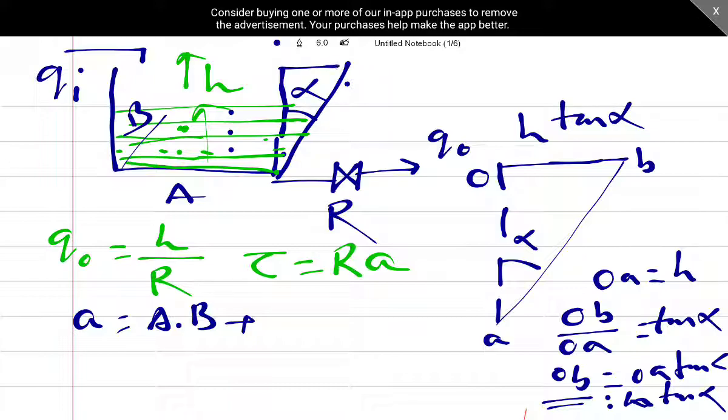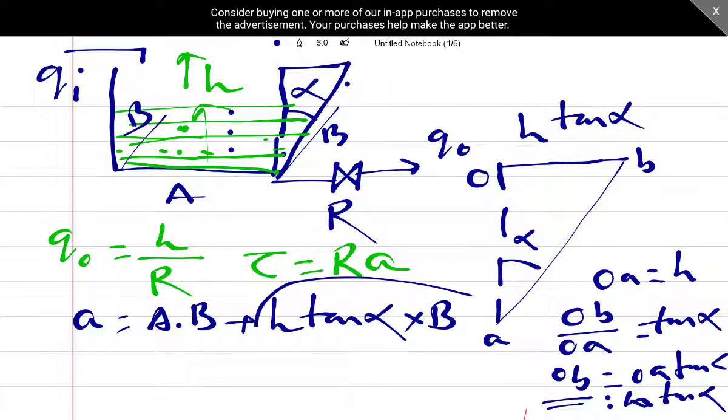So what is the length of this? This is h tan alpha. So h tan alpha multiplied by this b. Okay. So, this is the b again, here also you will find this. So, this much is the variable part and this is the fixed part.